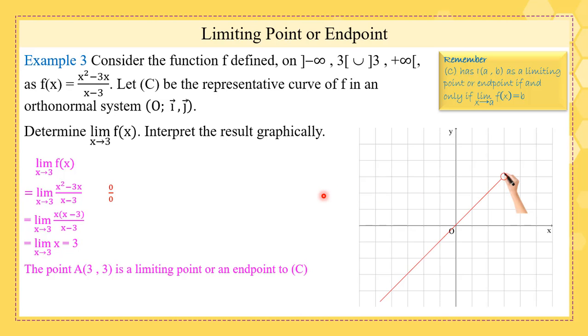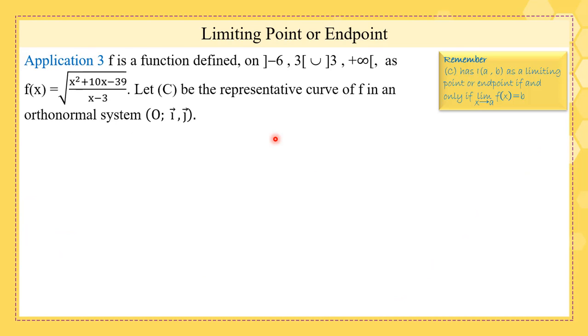And now we draw the curve, and the curve in this case is in fact a straight line because the function is y equals x. But the representative curve would be the whole straight line y equals x except point 3, 3. So this is an open point.